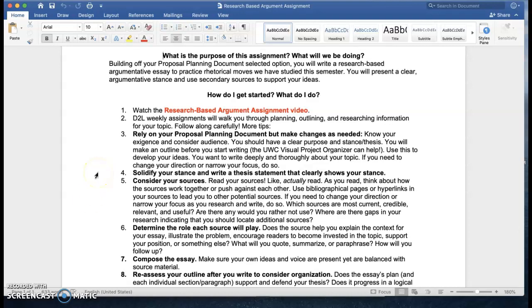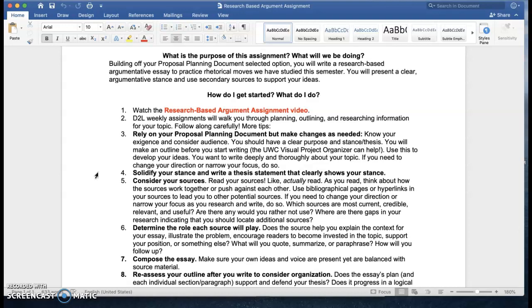So I do talk about your proposal planning document here. I say you need to rely on that document, but also make sure you think about your exigence and consider audience before you move forward, and make sure you really have a clear purpose that you're working with so that eventually it can lead to a clear stance and thesis.